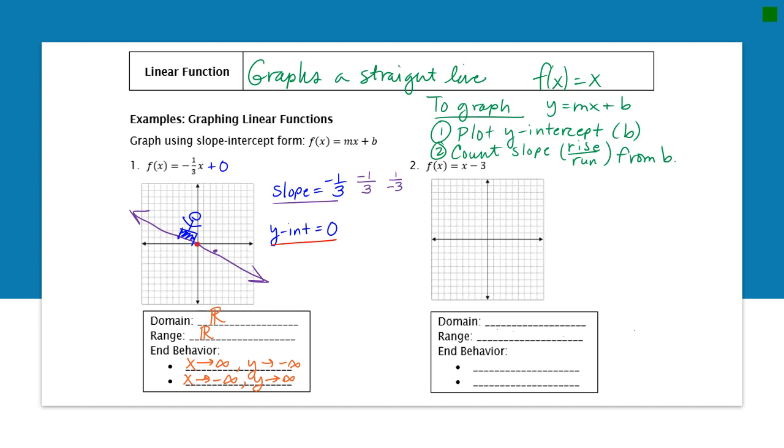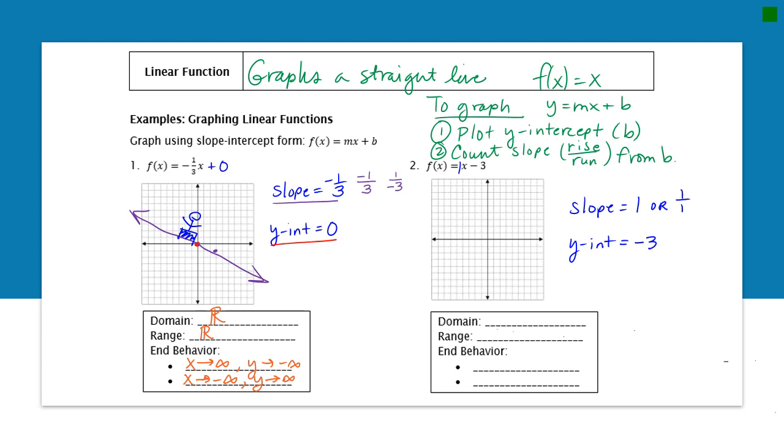For example 2, I need to identify my slope and y-intercept. My y-intercept is the easy one now. It's negative 3. And the slope you can't actually see, but what that means is that there's an invisible 1 here. So you could say that the slope equals 1. And if you wanted to write it as a fraction, you could write it as 1 over 1. That way you can see the rise over run.